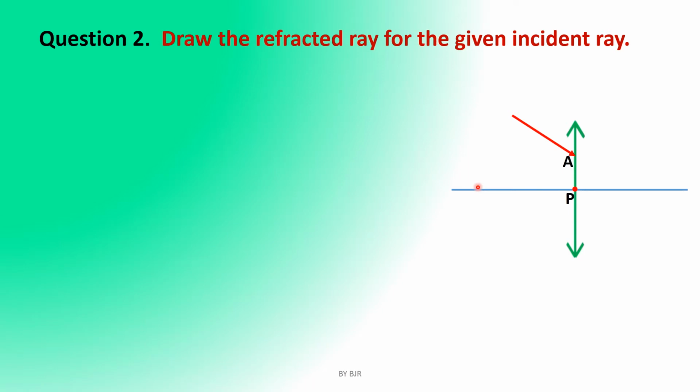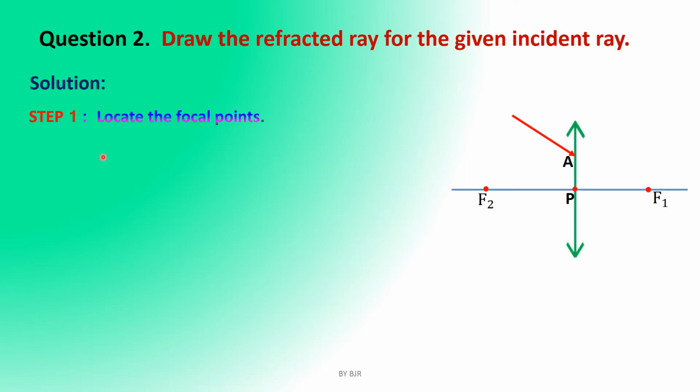The problem is same as above, but the only difference is that the incident ray is given in different direction. We follow the same procedure as I explained in the first problem. Let us go for the solution. Here is the solution. Step 1. First we have to locate the focal points on the principal axis. Here F1 and F2. F1 and F2 are the focal points.